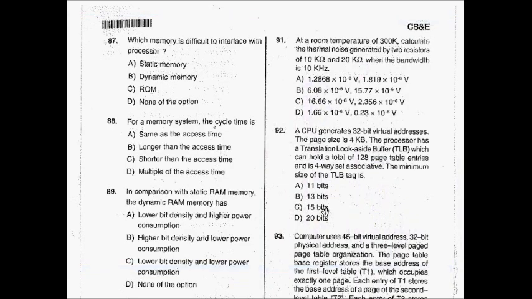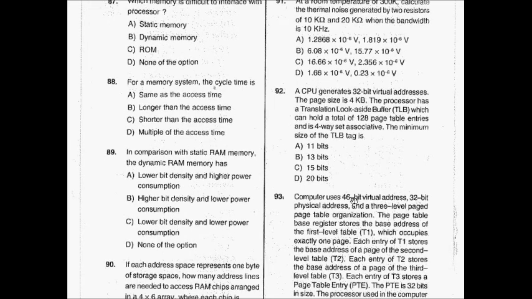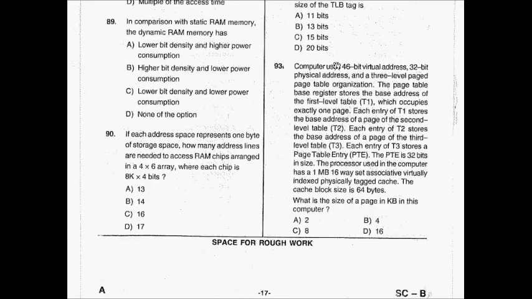Okay, next: a computer uses a 46-bit virtual address, 32-bit physical address, and a 3-level page table organization T1, T2 and T3. The page table entry is 32 bits in size, and the processor used in the computer has a 1 MB 16-way set associative virtually indexed physically tagged cache. The cache block size is 64 bytes. First of all we have to find out the size of the page in KB in this computer.